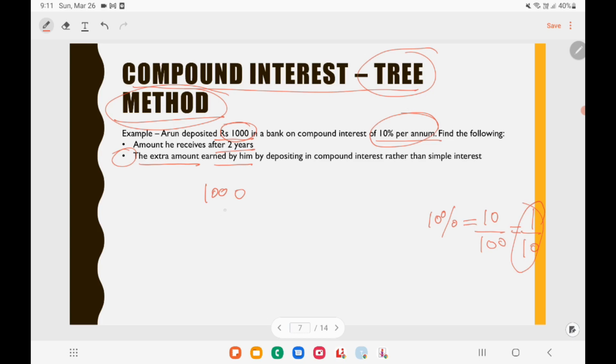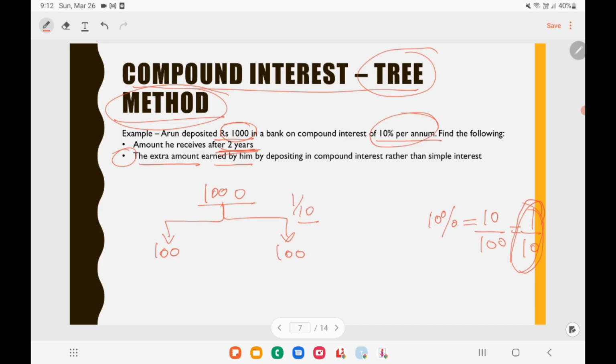Okay, now what you need to do here, it is 2 years. You need to find out the amount after 2 years. So you need to draw 2 arrows like this. Now our rate is 1 by 10. Now multiply this 1000 with 1 by 10. You will get 100, right? So write 100 here and 100 here.